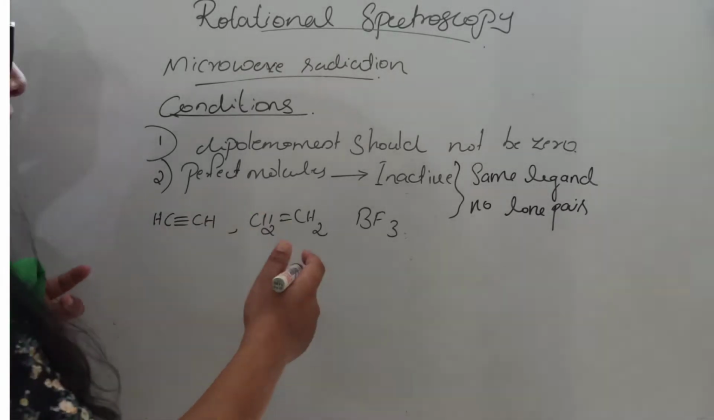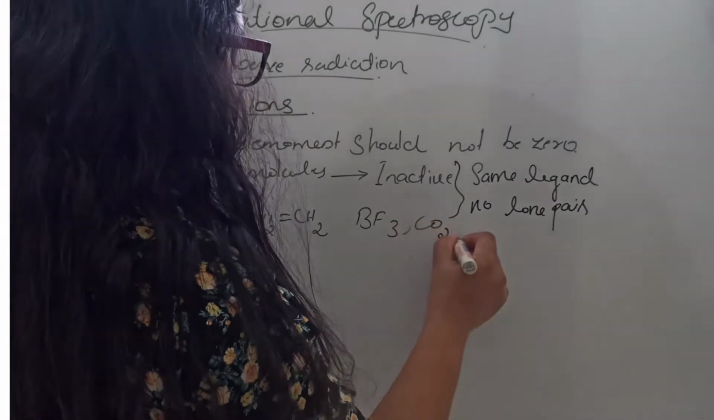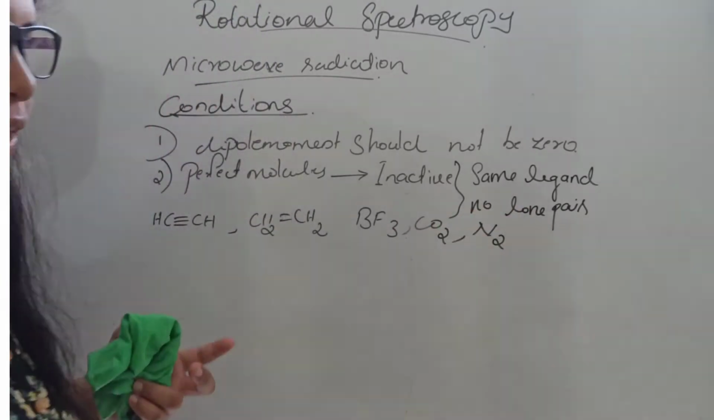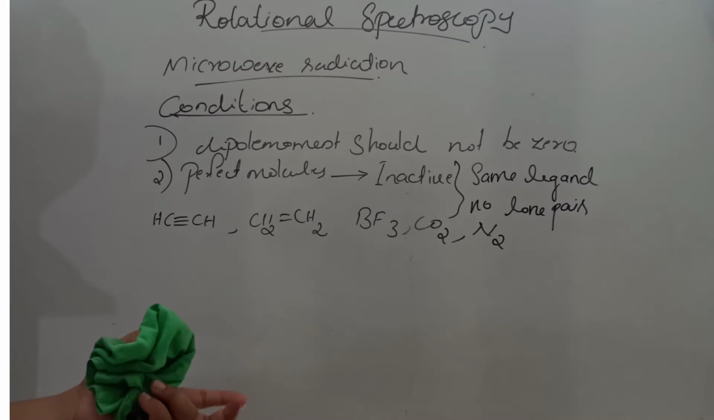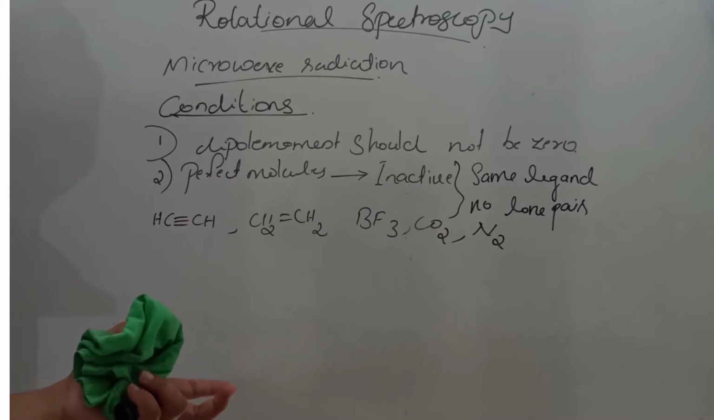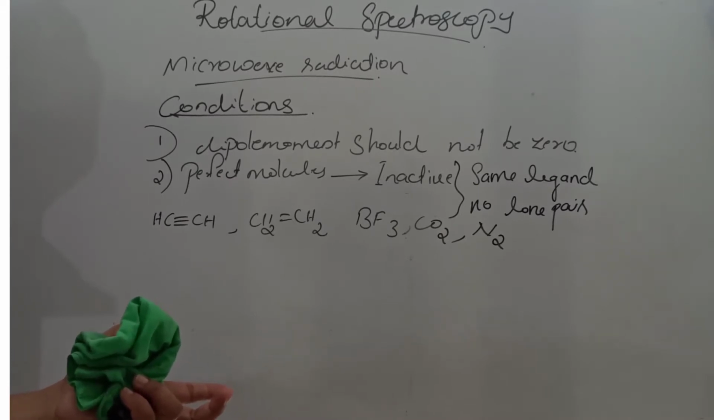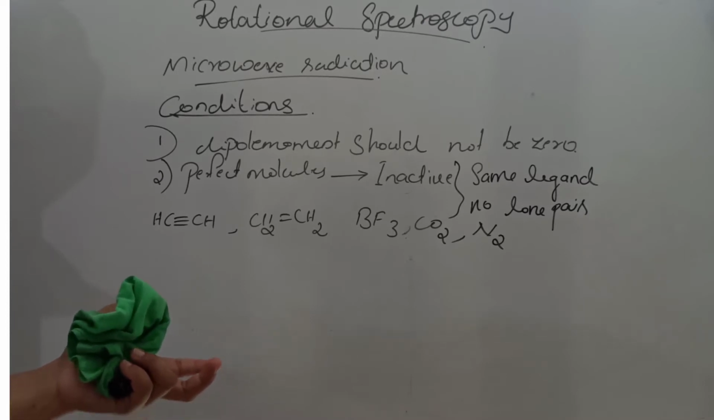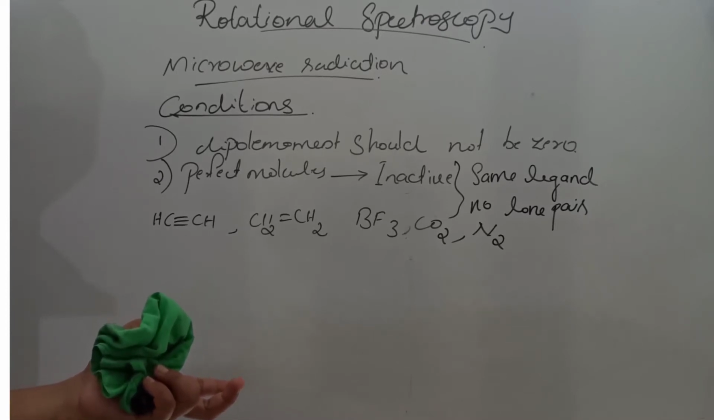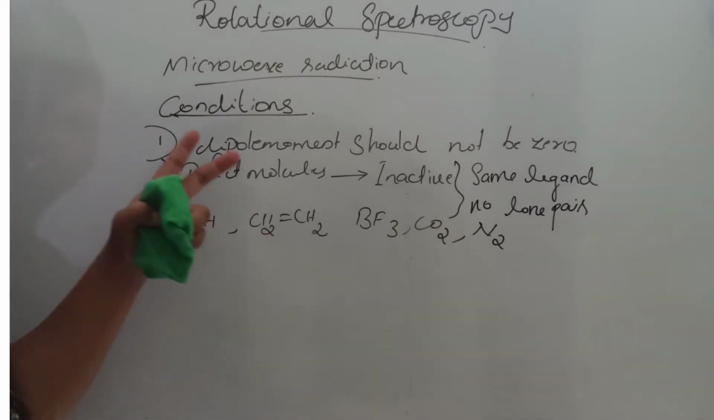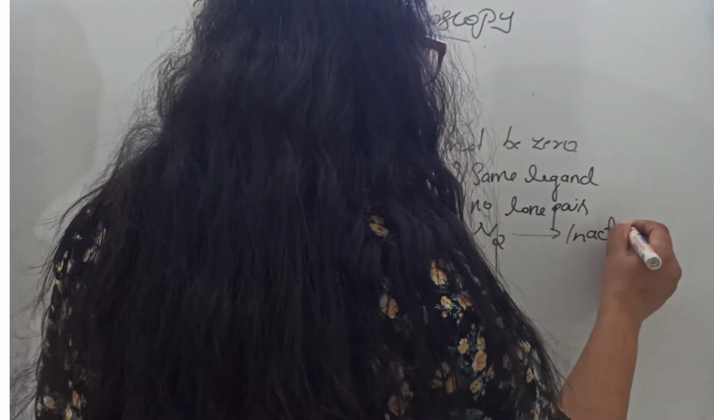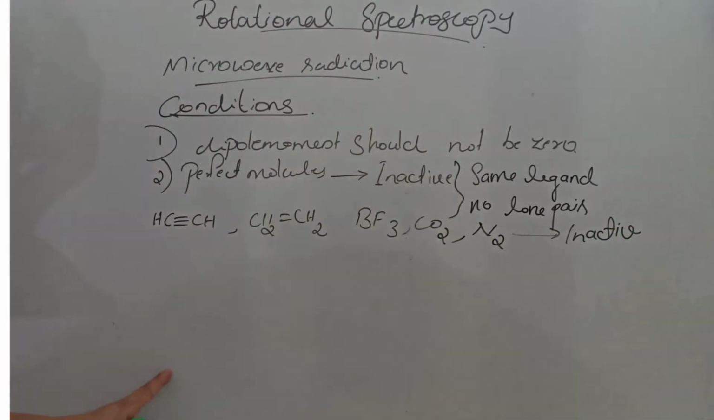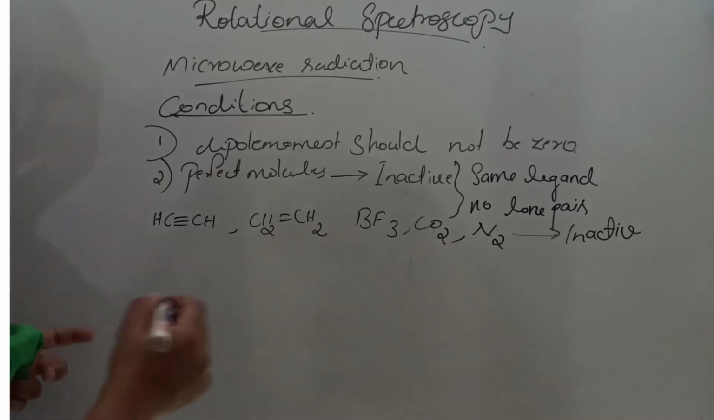If they are providing some examples and we are supposed to select what are the active molecules and what are the inactive molecules, by simply noting whether they are perfect molecules, you can tell, and with the dipole moment condition also, you can tell whether it is rotationally active or inactive. These molecules I am writing here are rotationally inactive: CH triple bond CH, CH2=CH2, N2, H2, BF3, CO2. These are rotationally or microwave inactive molecules.